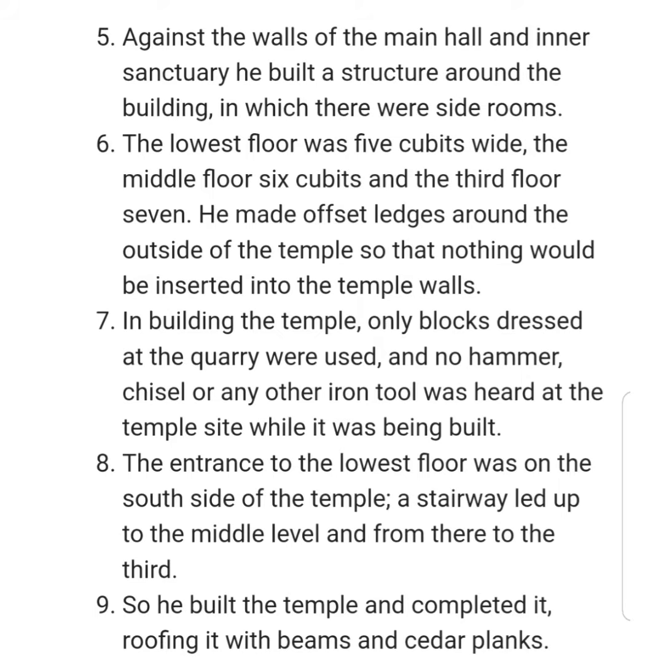Against the walls of the main hall and inner sanctuary, he built a structure around the building, in which there were side rooms. The lowest floor was 5 cubits wide, the middle floor 6 cubits, and the third floor 7. He made offset ledges around the outside of the temple, so that nothing would be inserted into the temple walls.